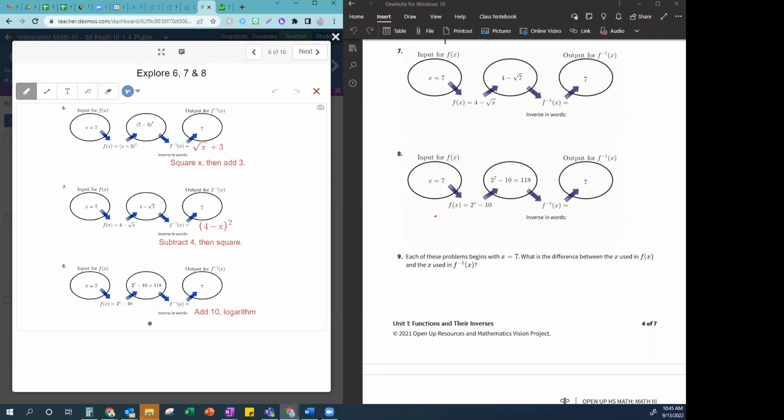So same thing goes over here, right? You're just going to reverse that order. So number 1, you're going to add 10 to both sides, and then you're going to take the log of both sides. Let's see if we can do that.